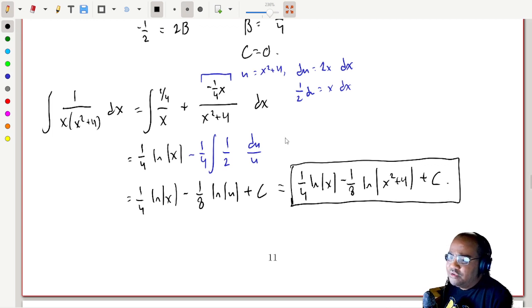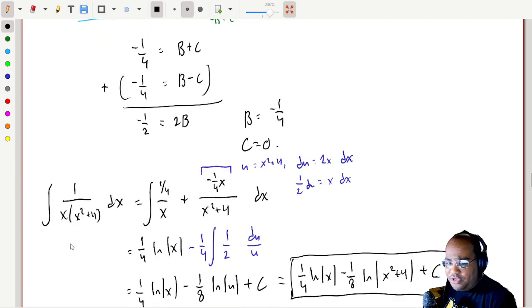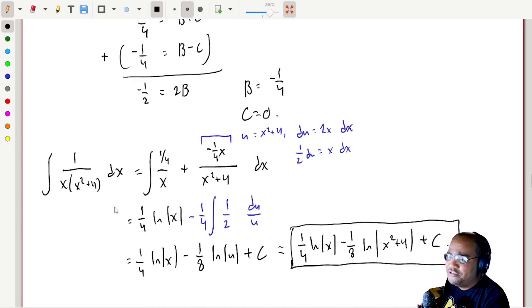Now, you can also, if you're very clever and you notice that you have the sum of squares here, this x squared plus 4, use a trig substitution. Which one? Well, I'll leave that for you to decide and see if you can reverse engineer this result by using a trig substitution. So that's it for integrating rational functions, and that's the last integration technique that we have.